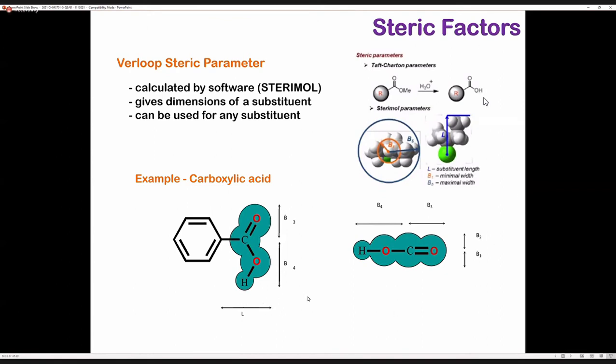What the slide wants to tell us is that you can also measure steric factors computationally. You can either use molar volume, or you measure using the Verloop steric parameter, or you can measure experimentally using the reaction rate, and then you get Es, right?